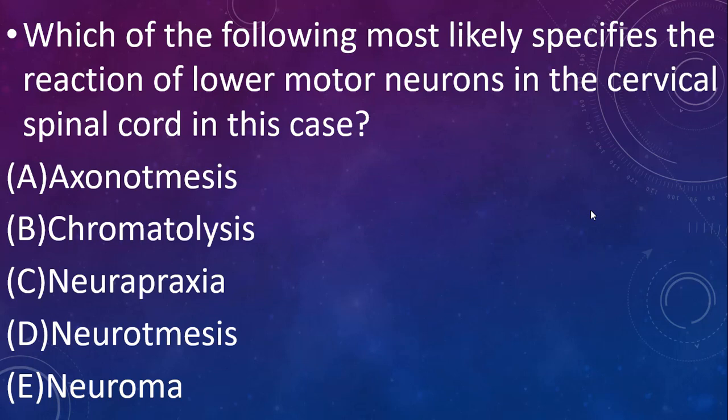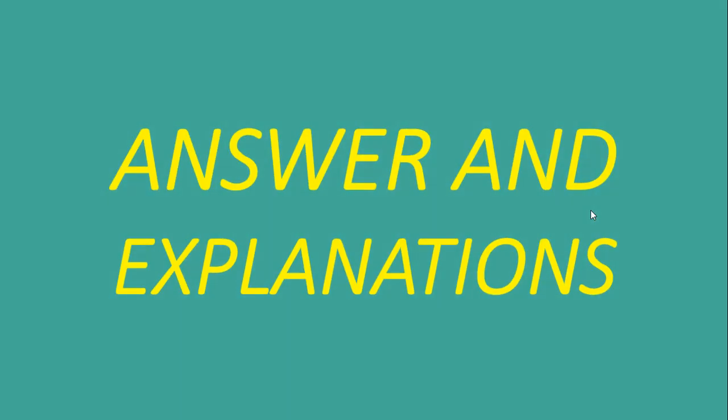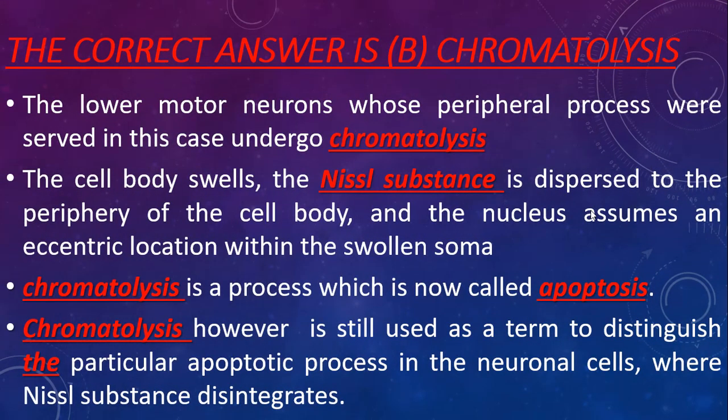A. Axonotmesis. B. Chromatolysis. C. Neuropraxia. D. Neurotmesis. E. Neuroma. Answer and explanation. The correct answer is B. Chromatolysis. The lower motor neuron whose peripheral process was severed in this case undergoes chromatolysis. The cell body swells. The Nissl substance is dispersed to the periphery of the cell body, and the nucleus assumes an eccentric location within the swollen soma.